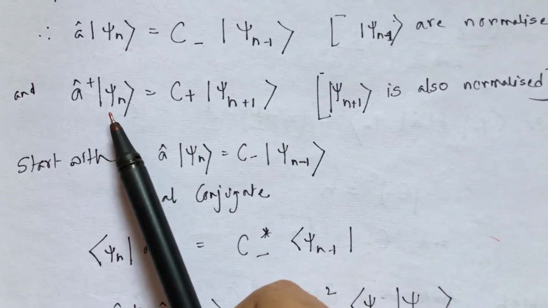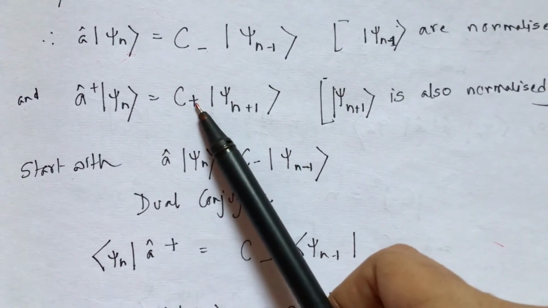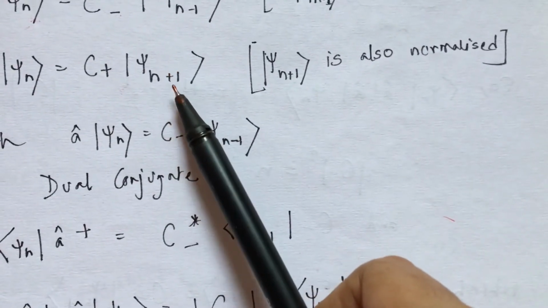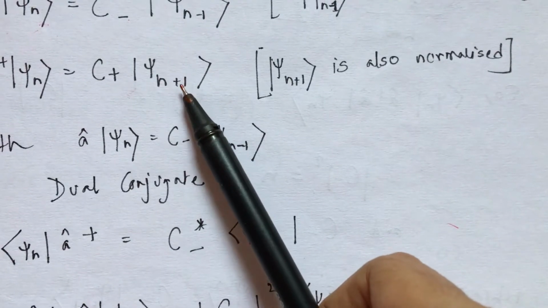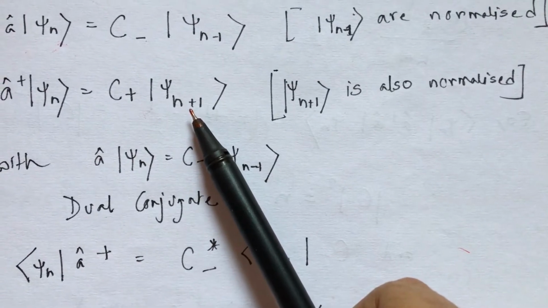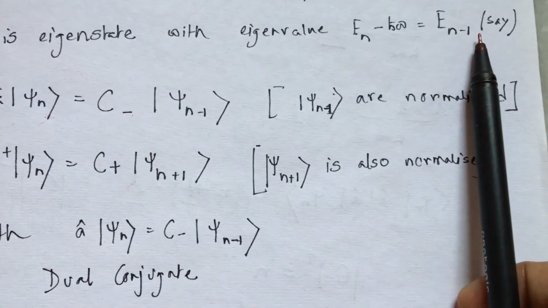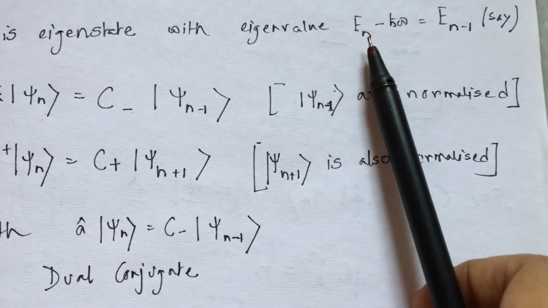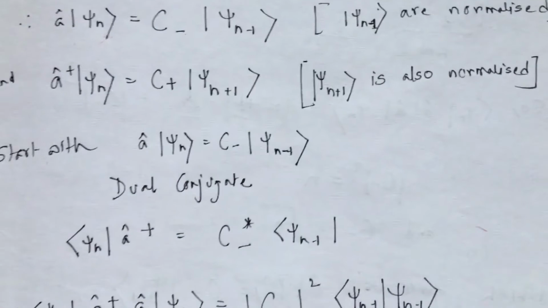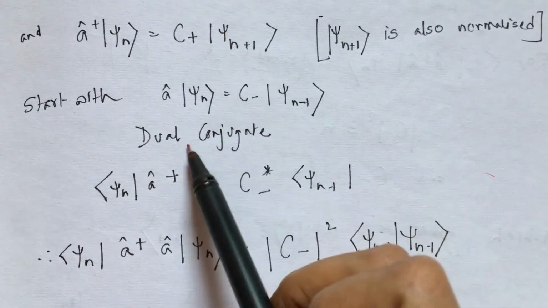I also write that A dagger operating on psi n gives me C plus, a scalar quantity, a number, and now the energy eigenstate is psi n plus 1, because now the energy value is increased by an amount ħω, which we will call En plus 1, just like here I call this En minus 1. So if it is En plus ħω, we will call this En plus 1, and the corresponding eigenstate is psi n plus 1.